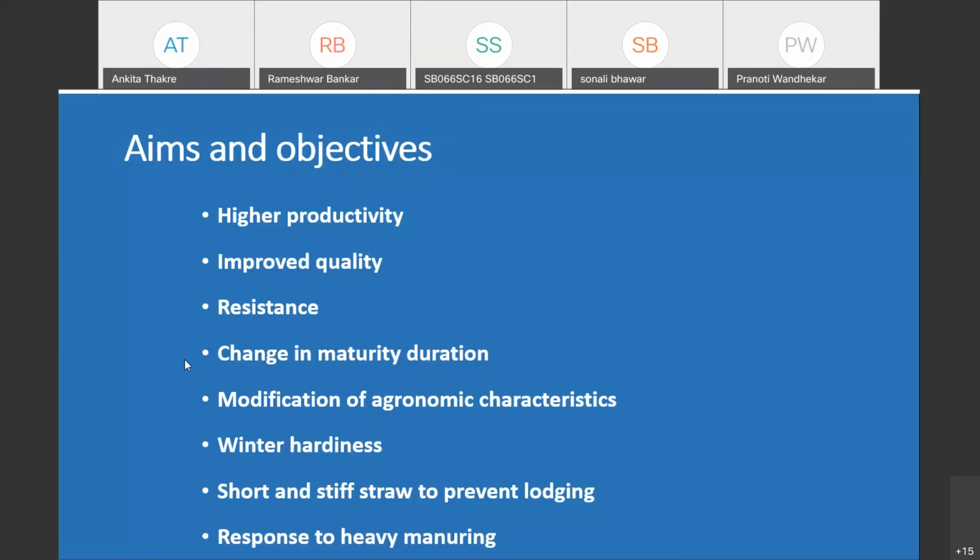Okay, then the third one is resistance to insects, pests, and diseases.